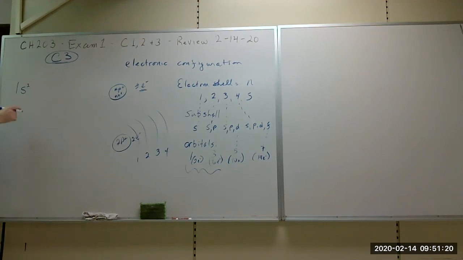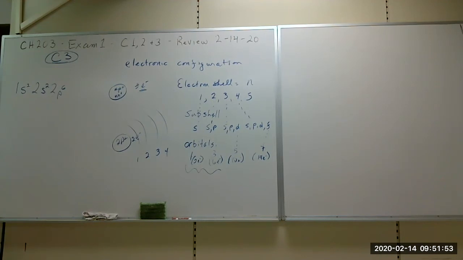Then you go to the next level, because that's as far as you can go with one, it only has s's, just like that. So if we go to this one, you can have S's and P's, so two S's and six P's, okay? So if we fill this one up, and we fill this one up, we have 6, 7, 8, 9, 10. I think that's probably neon, right? The noble gas neon, this would be your electronic structure, okay?